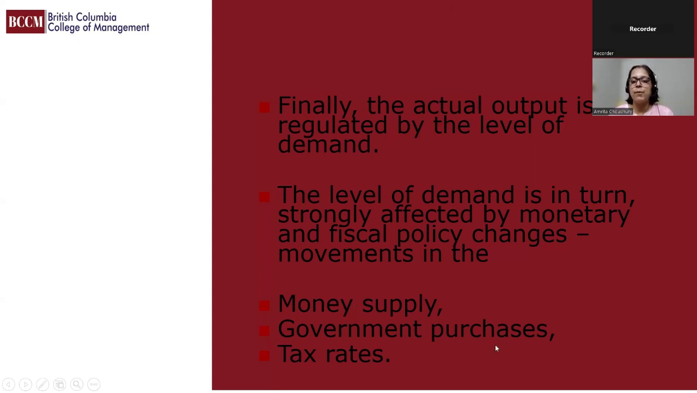Like government purchase of goods and services, that is G. If the government decides to purchase more goods and services, then G goes up, and again aggregate demand goes up. So the government can use these fiscal policy instruments, that is G and the tax rate, to influence the level of aggregate demand in the economy. Same for money supply as well.